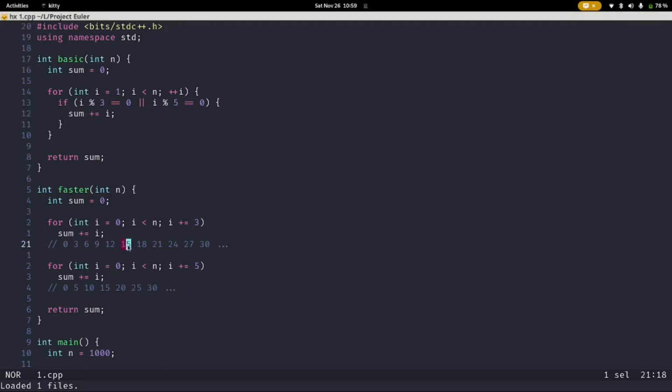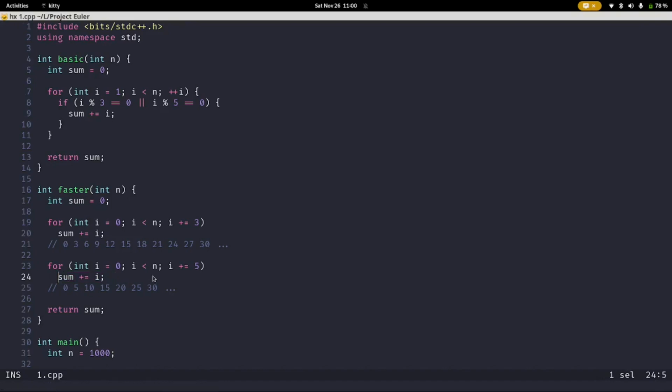And these repeating numbers like 15 and 30 are those numbers that we should not be adding, because we are counting them twice. So there's one way to fix it. We can add a line here which says if it's divisible by 3, then don't add those numbers, because they have already been counted.